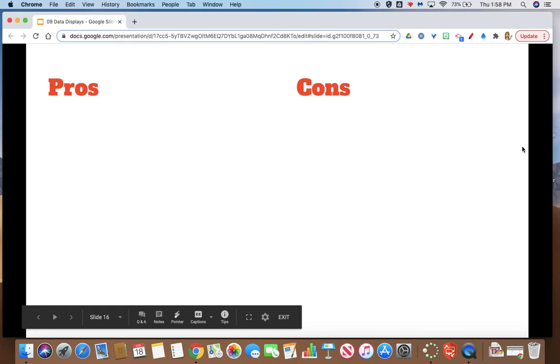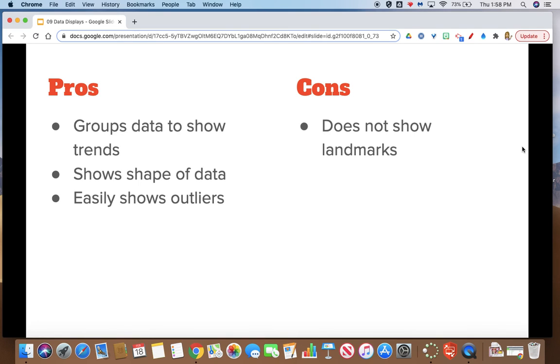All right, you guys, the last thing today is to talk about our pros and our cons of histograms. Pros, it groups data to show trends. It easily shows the shape of our data and also easily shows outliers. Cons, it does not show us any landmarks.